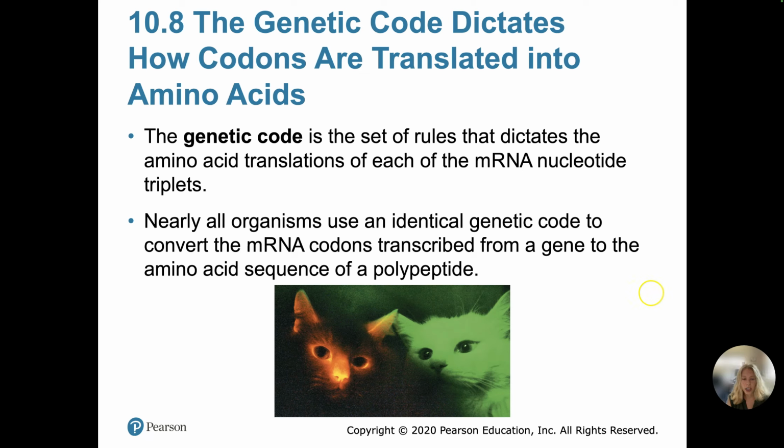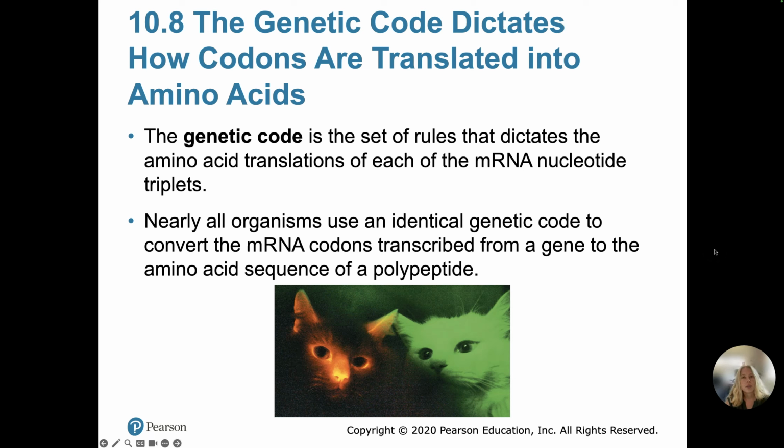The universal genetic code is how we're able to create transgenic organisms or do genetic engineering on organisms. So this cat on the left has been genetically engineered, which just means its DNA has had a gene inserted into it that codes for a red fluorescent protein under UV light. So you can see the red fluorescent protein being expressed there.